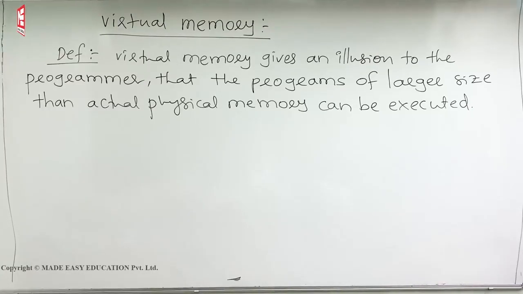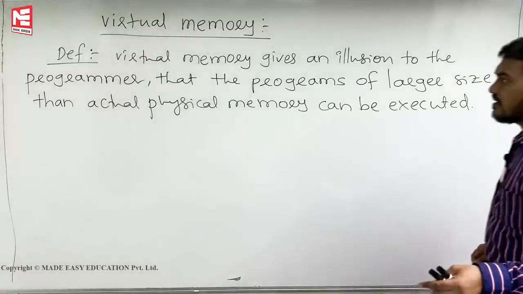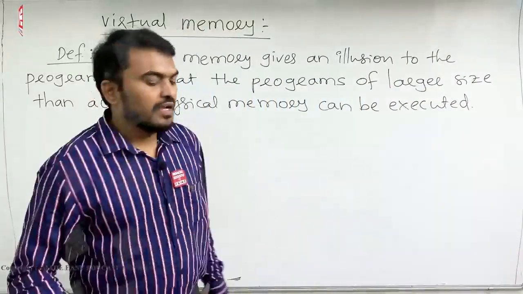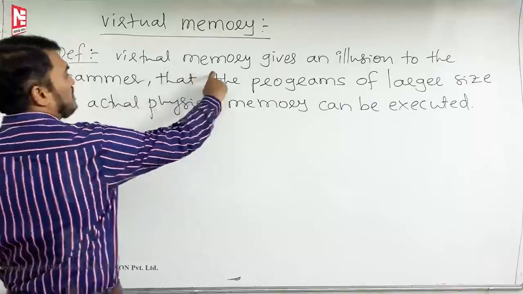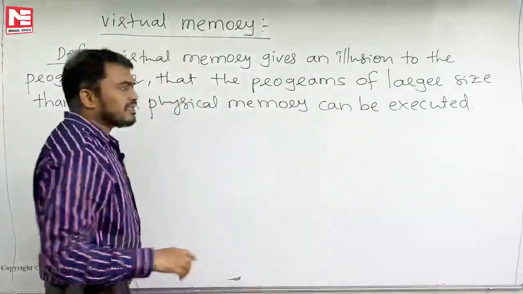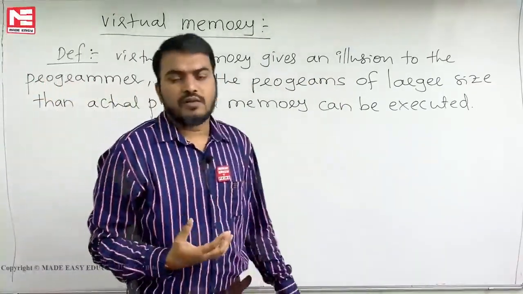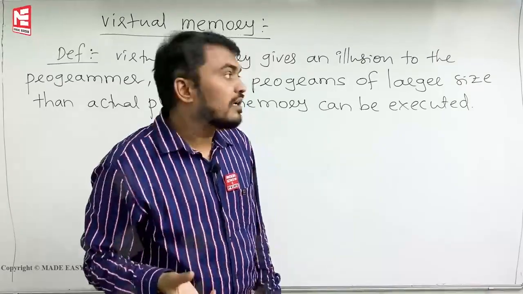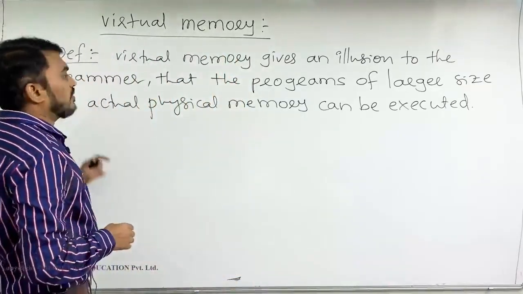Please copy the definition. Now understand here. Let's see what's the definition. Meaning of the definition: virtual memory gives an illusion. Illusion means what? A false assumption, or a false feeling to the programmer.